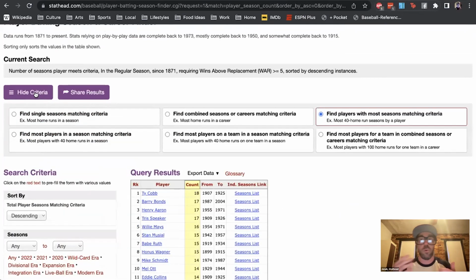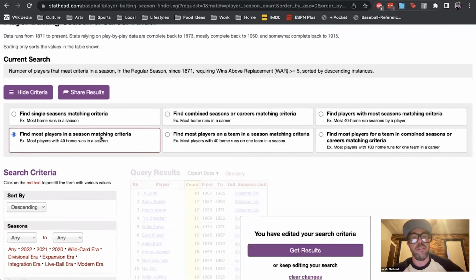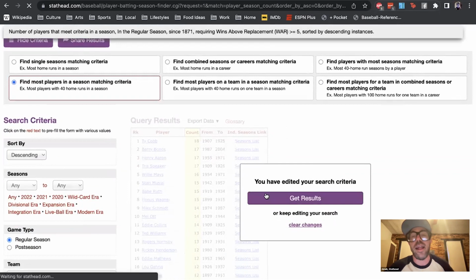And we're using WAR as the example here, but we could do 50 home runs, 100 RBIs, stolen bases, any of those stats that we were talking about earlier. Then on top of that, we have this whole second row of search types that relate less to players. And instead, they're looking for years and teams. So this one, find players in a season matching criteria. This would show us the year that had the most players who had five WAR.